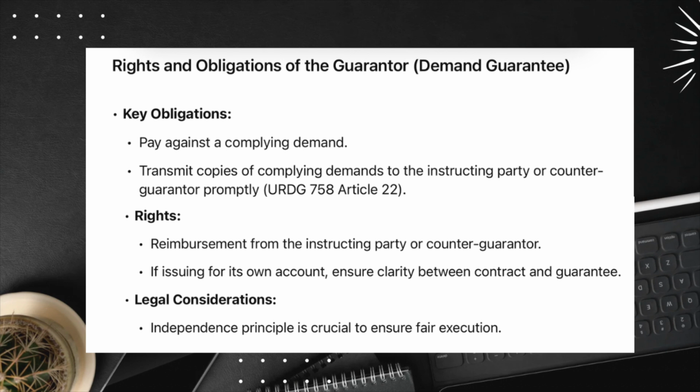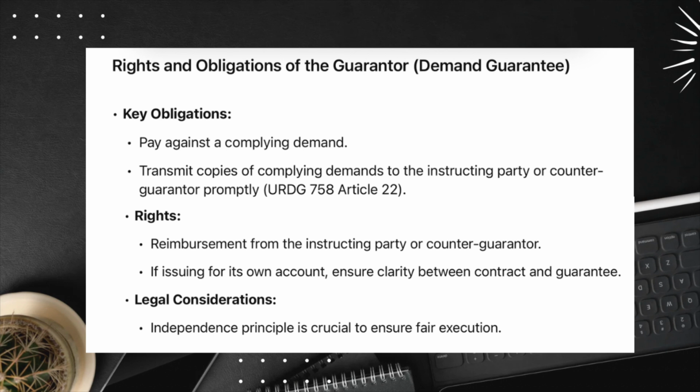The primary obligation of the guarantor is to pay against presentation of a complying demand. But URDG 758 also imposes other duties on the guarantor, such as the duty under Article 22 to transmit without delay a copy of the complying demand and any related document to the instructing party, or if a counter guarantee has been issued, to the counter guarantor for transmission to the instructing party.